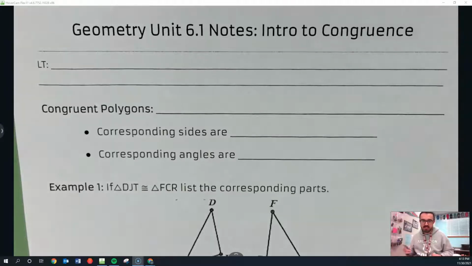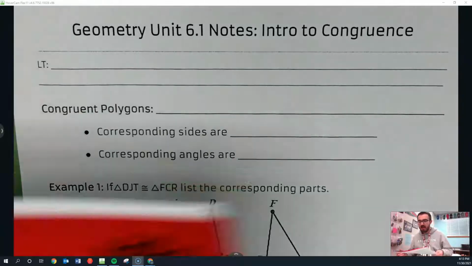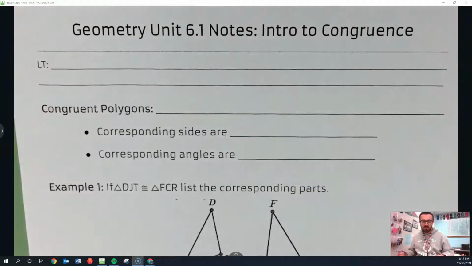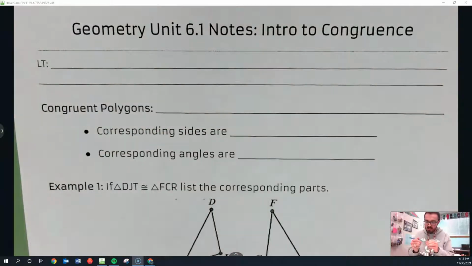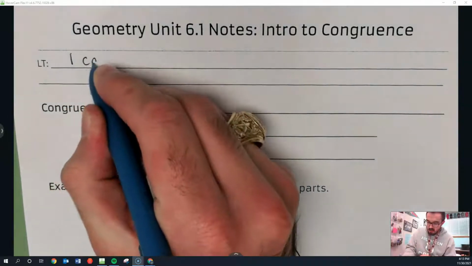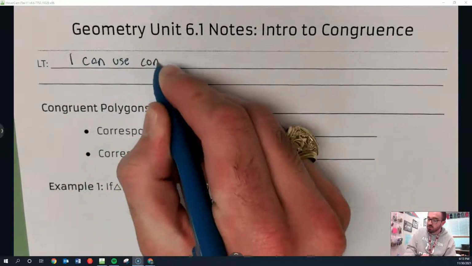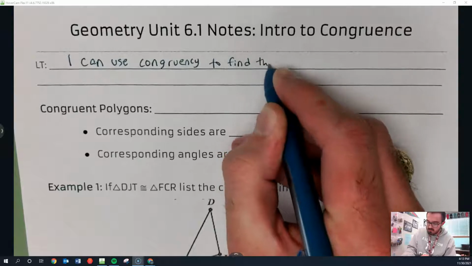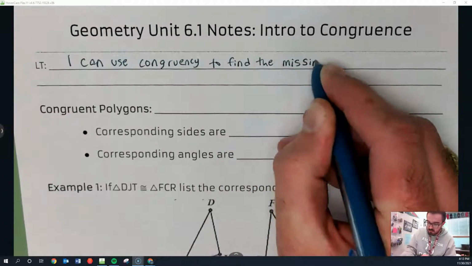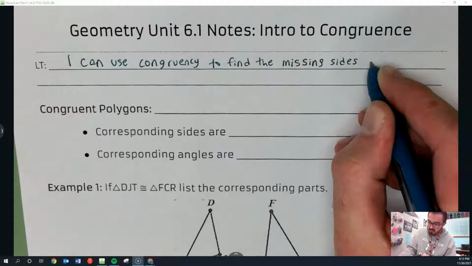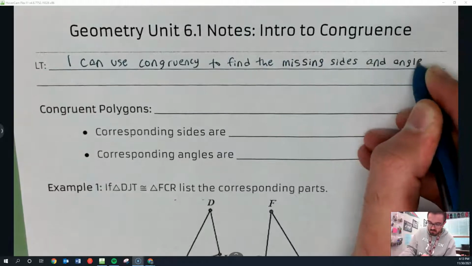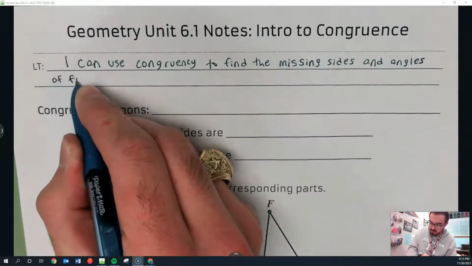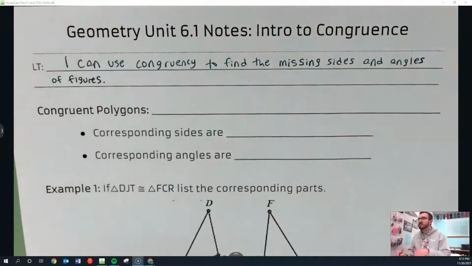All right, guys, this is the Unit 6.1 notes. It is in the red packet, Unit 6 Congruent Triangles. We're going to be on pages 1 through 3. This is page 1. Today's learning target is: I can use what's called congruency to find the missing sides and angles of figures.